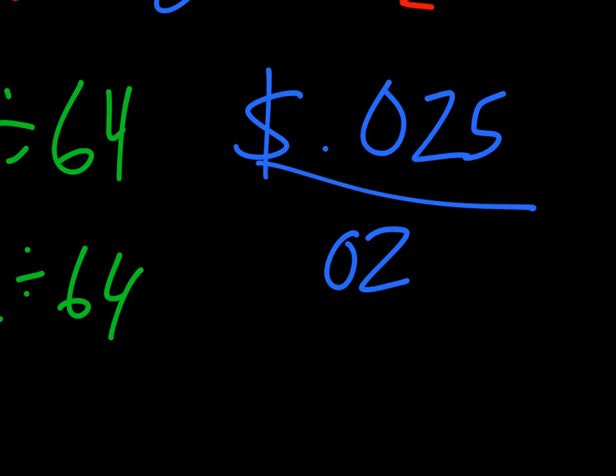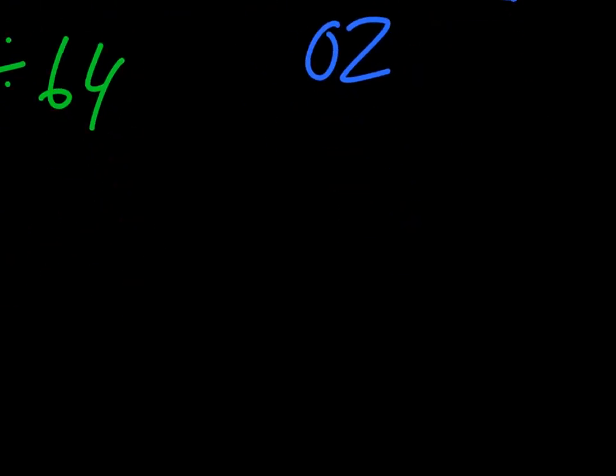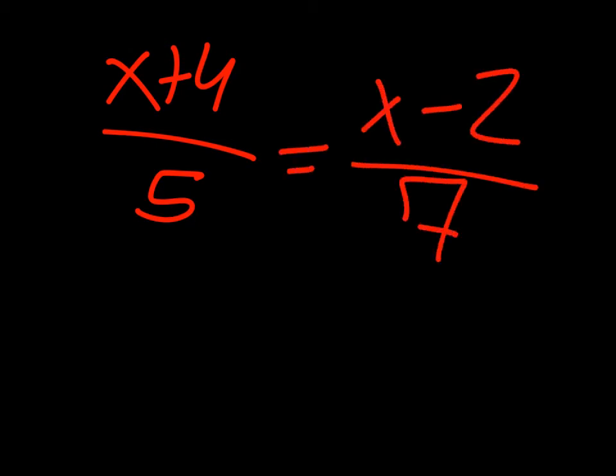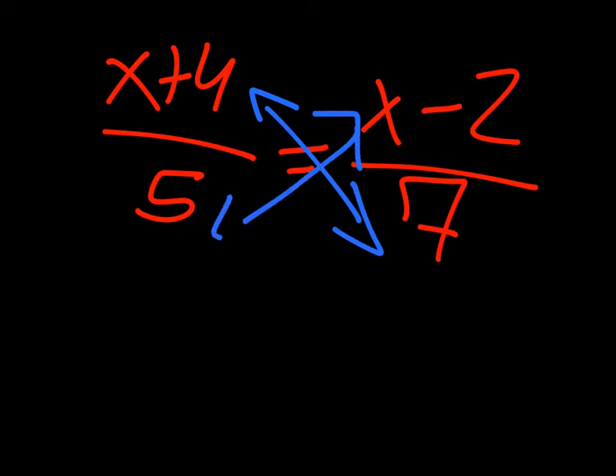Now, in terms of a proportion, let's do one that involves an equation, okay? So this is a proportion. If we have x plus 4 over 5 equaling x minus 2 over 7, this is easy. When you have proportions, the solution is typically to cross multiply. When you cross multiply, you multiply this top by this bottom and this bottom by this top. So x plus 4 times 7, all we do is label it out like this.